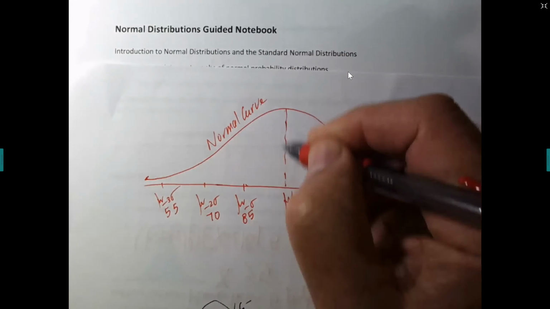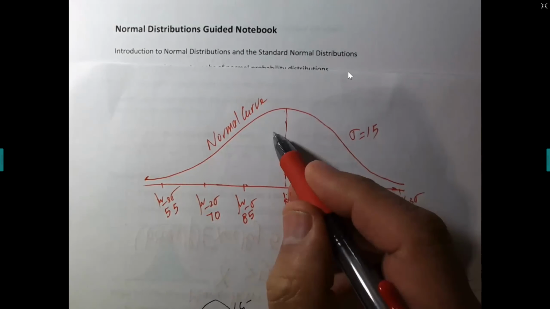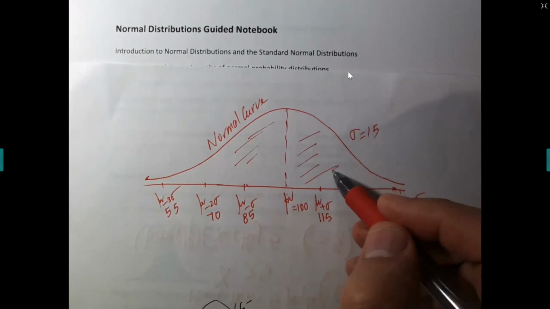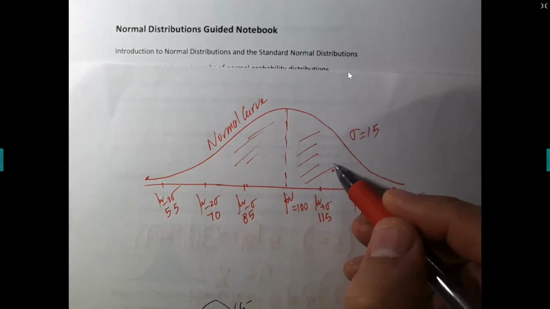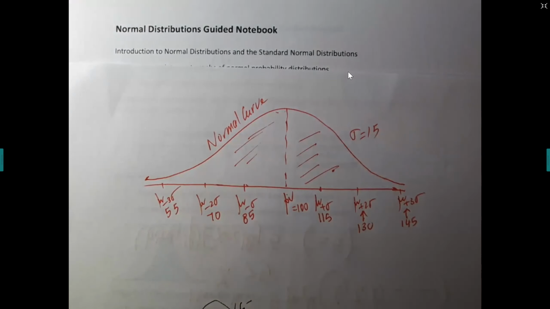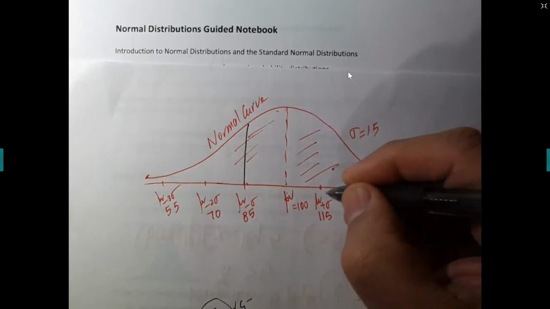It is symmetric. The mean is the same as the median, is the same as the mode. The mean is usually right in the center. 50% of the data is below the mean, and 50% of the data is above the mean. The entire area under the curve is always 100%. And if you remember, you don't have to memorize this anymore because you're going to be able to verify it using technology.